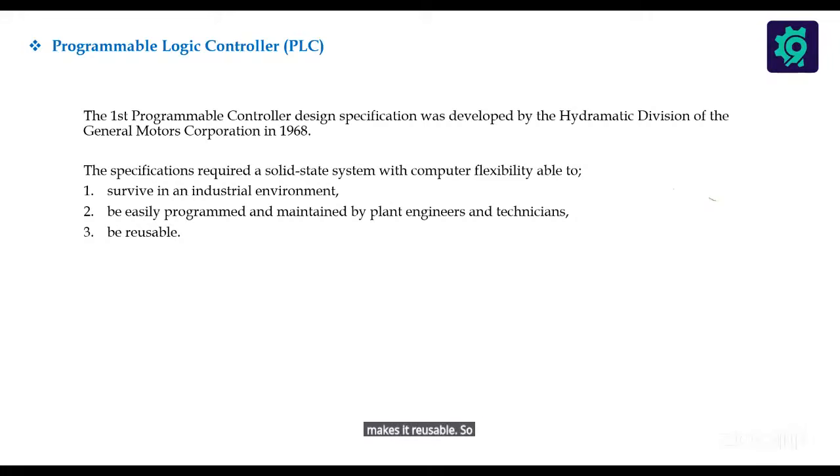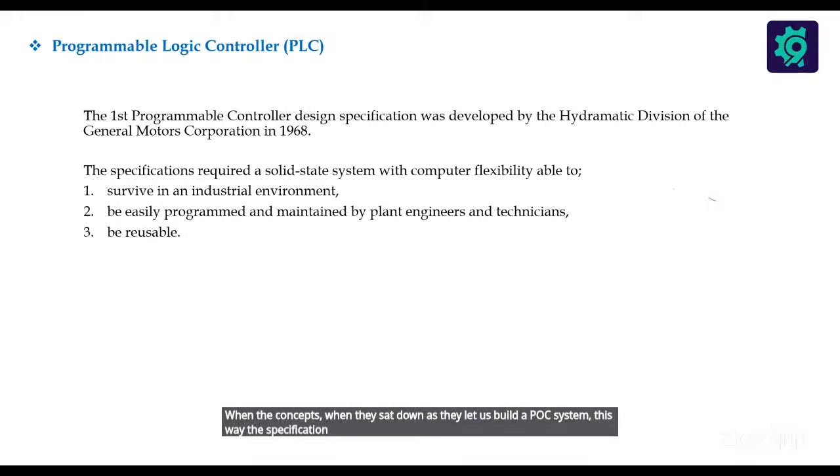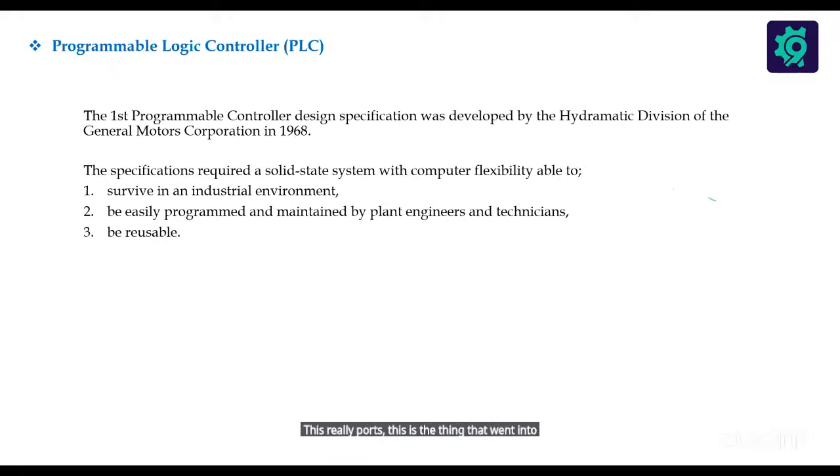So when they sat down and said, let us build a PLC system, these were the specifications. These were the thoughts that went into the thinking that, okay, this system we are building, this is how we want it to work. These are the specific behaviors, this is the specific behavior of how I want it to operate. And that was how they were built.